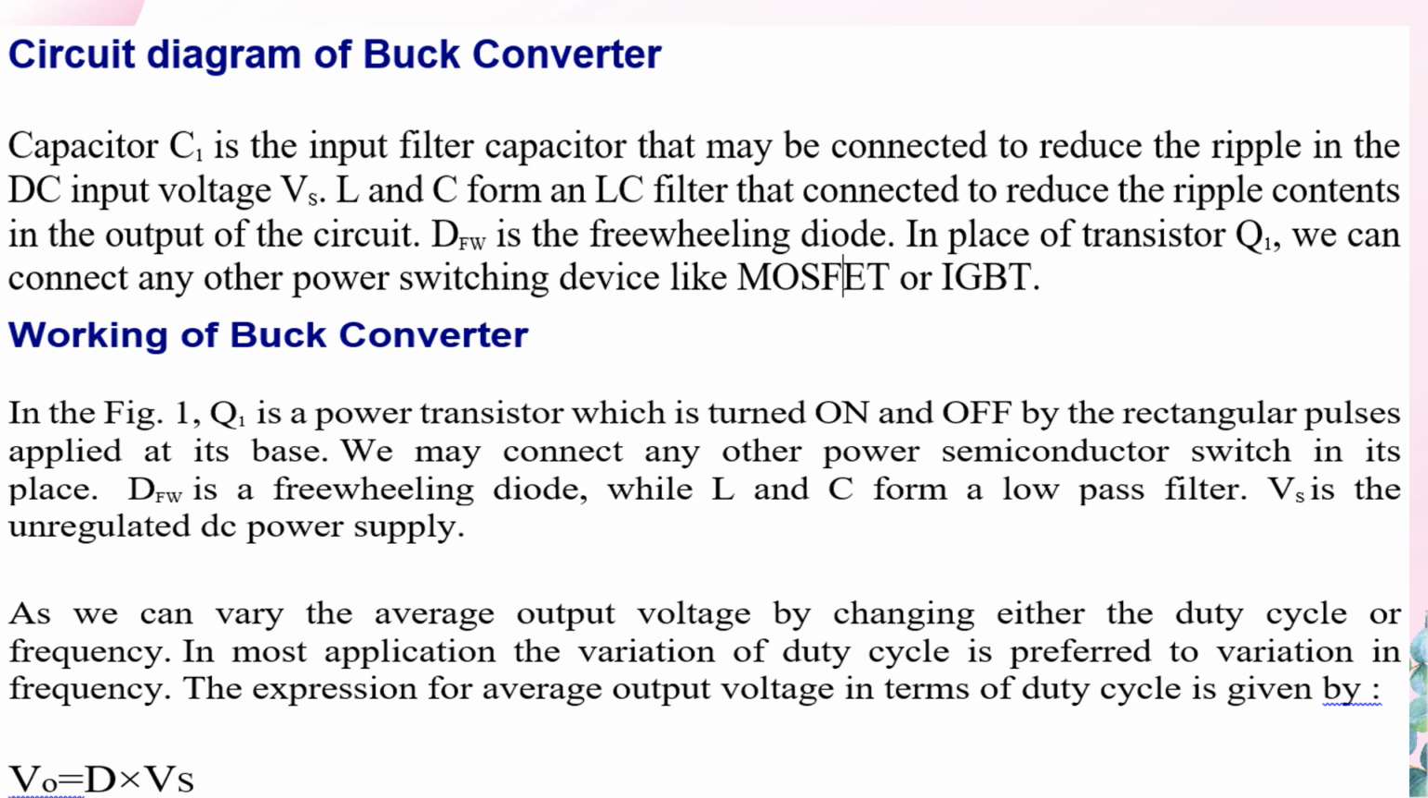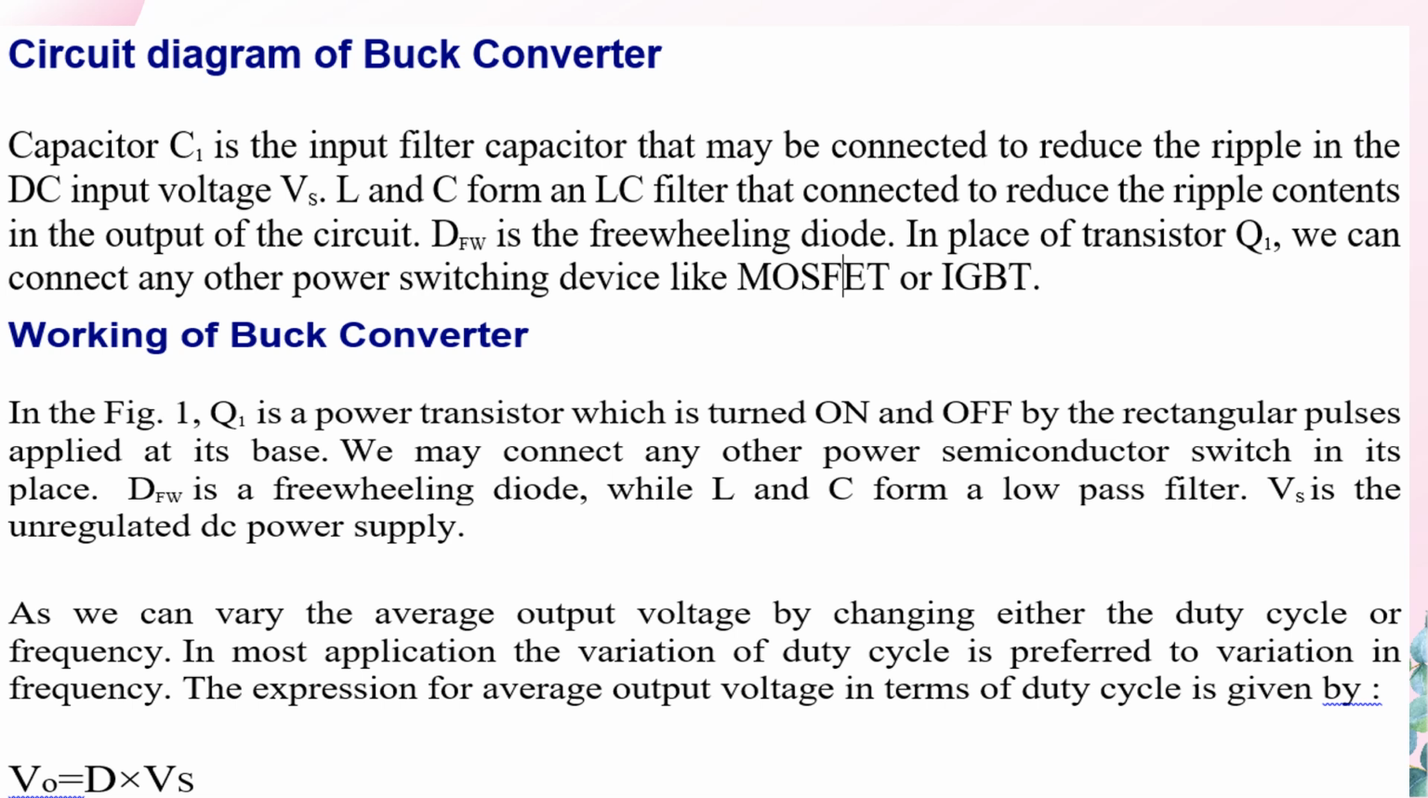Next, let's see the circuit explanation of the buck converter. The capacitor C1 is the input filter capacitor that may be connected to reduce the ripple in the DC input voltage Vs. L and C form an LC filter that is connected to reduce the ripple content in the output. And DFW is the freewheeling diode. In place of transistor Q1, we can connect any other power switching devices like MOSFET, JFET or IGBT.